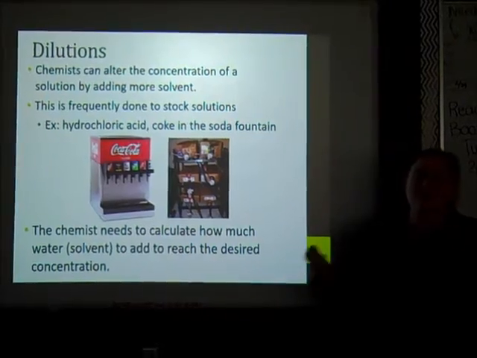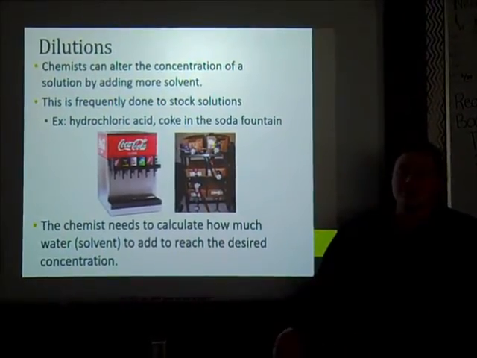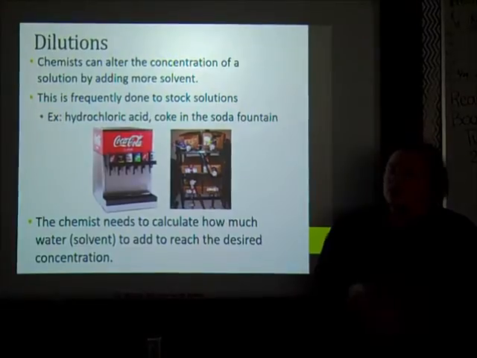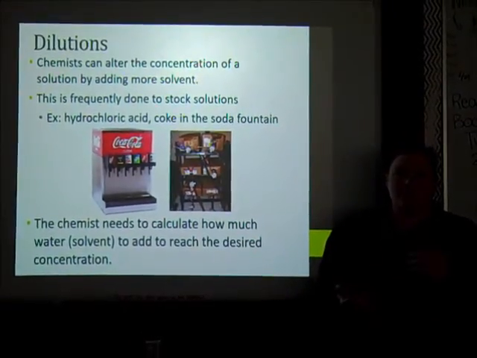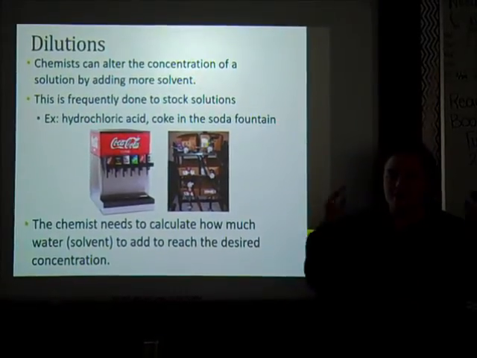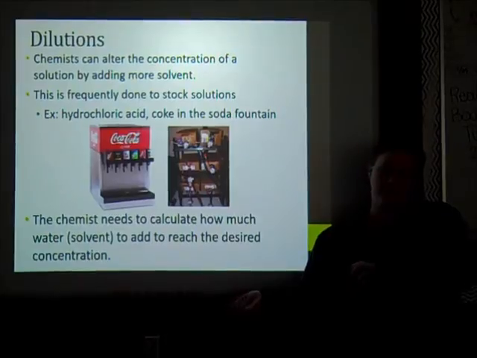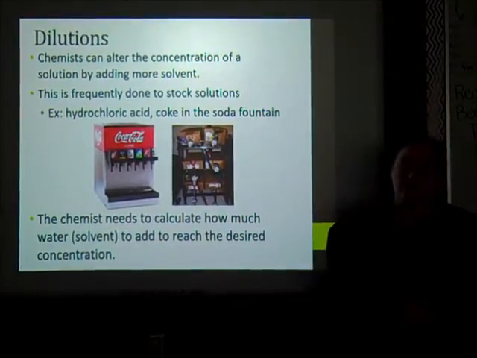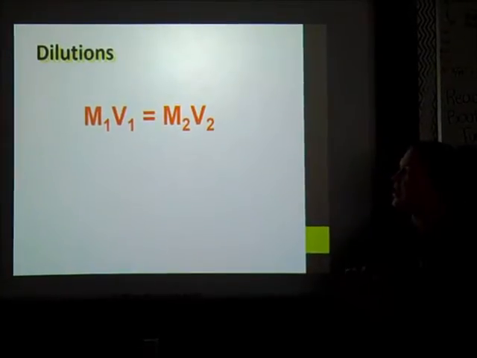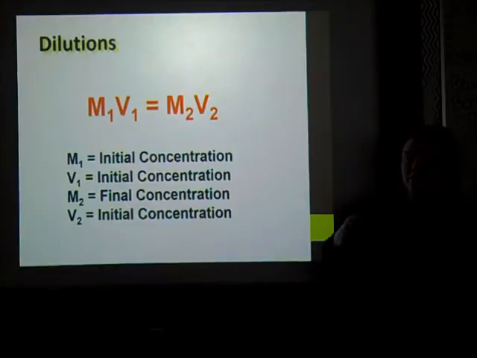Okay? When you have a solution that you get from some manufacturer, it normally doesn't come at the exact molarity that you want. So you have to dilute that solution. For example, the hydrochloric acid that we use in lab, or the other acids that we used during the copper cycle lab, we had to take the concentrated solution that we got from the manufacturer and add water to it. In order to do that, we use this equation. Dilutions use M1V1 equals M2V2. So M1 and V1 are your initial states.